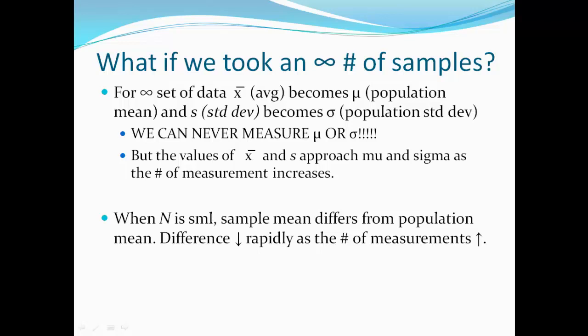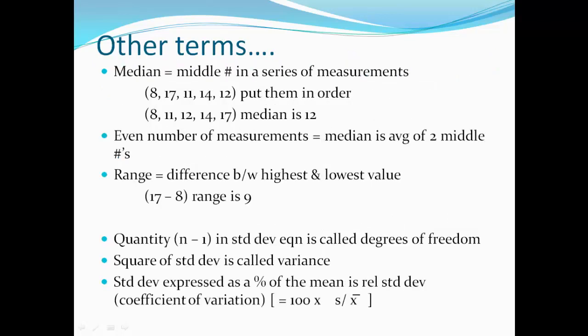All right, let's move on. There are some other terms that you need to become familiar with if you're not already. There's a term called a median. That's just the middle number in a series of data points. So for example, if you had something like 8, 17, 11, 14, and 12, you would put them all in order and then you'd figure out which one is the number that's in the middle. Now this has an odd number of data points, so it's easy, but what if you had an even number of measurements? Then you would take the average of the two middle numbers. So that's what the median is.